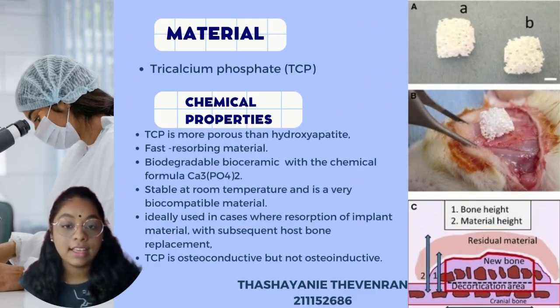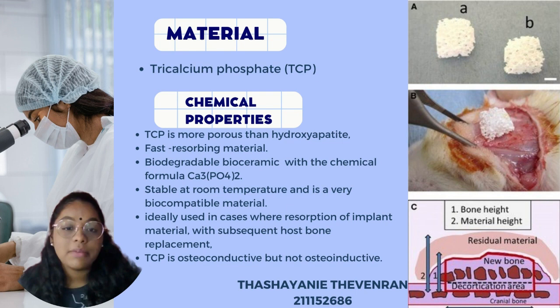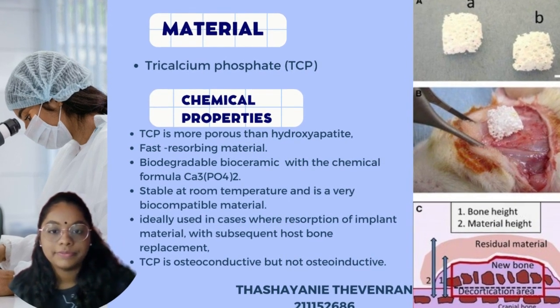As a biomedical engineer, the material that I would be proposing is tricalcium phosphate, TCP. What are the chemical properties of TCP? So these are the chemical properties of TCP. TCP is more porous than hydroxyapatite, a fast resorbing, biodegradable bioceramic with the chemical formula Ca3(PO4)2, stable at room temperature and a very biocompatible material, ideally used in cases where resorption of implant material with subsequent host bone replacement is desired. TCP is also osteoconductive but not osteoinductive.